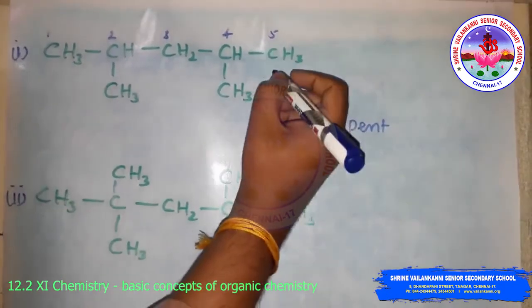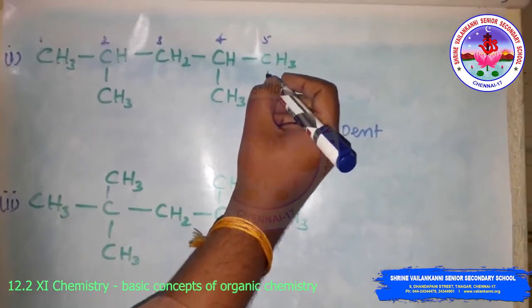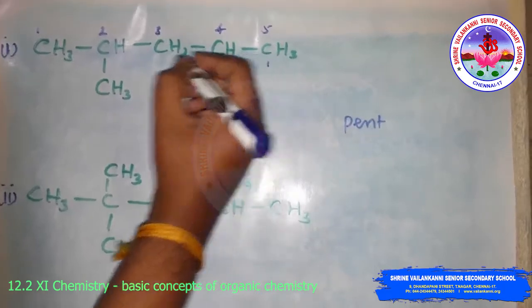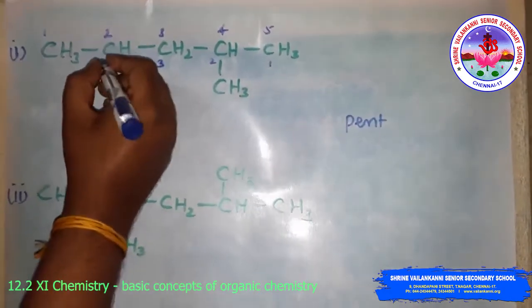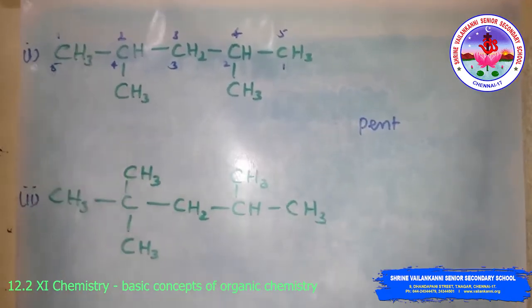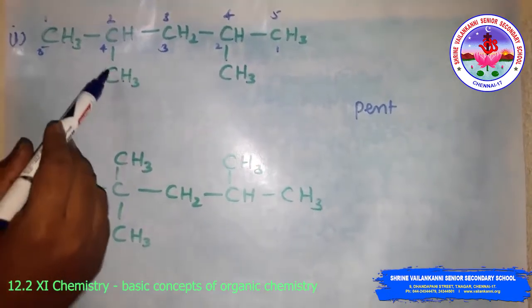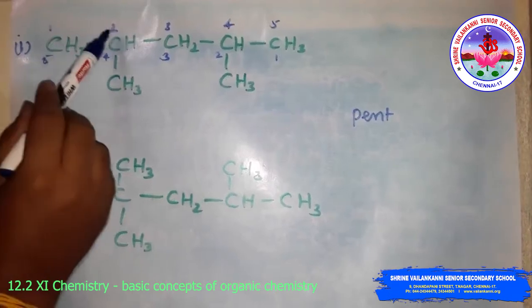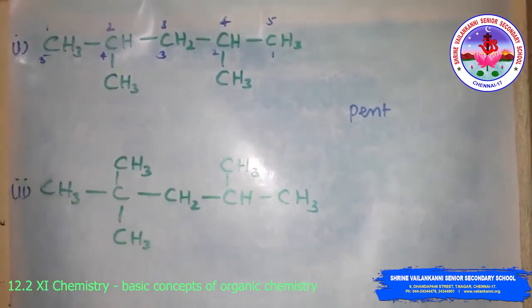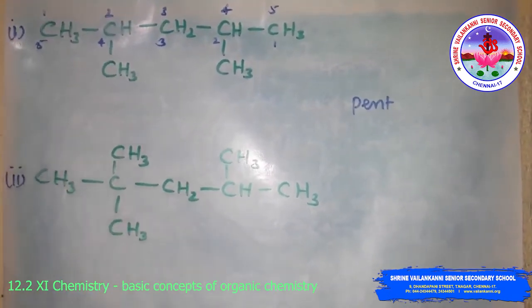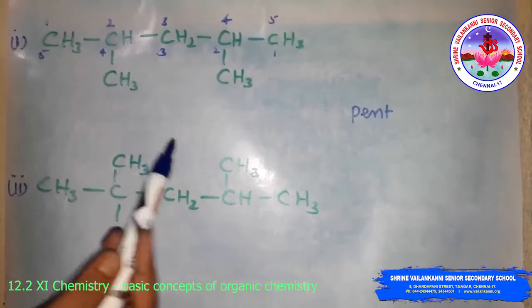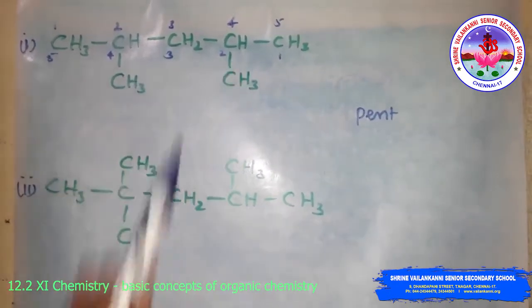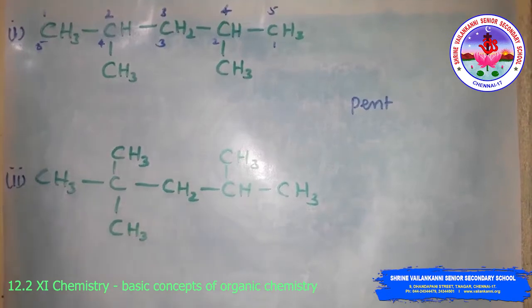group. Suppose you write the numbering from right to left, that is also correct. There is no change in this pattern because here the 4th position is methyl, 2nd position is methyl. Here also 2nd position is methyl, 4th position is methyl. So it will not change. You can give the numbering both ways, correct.